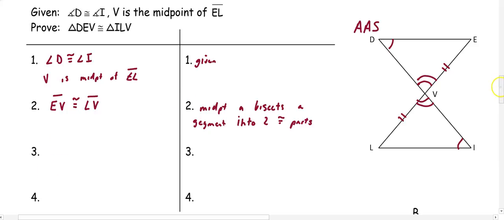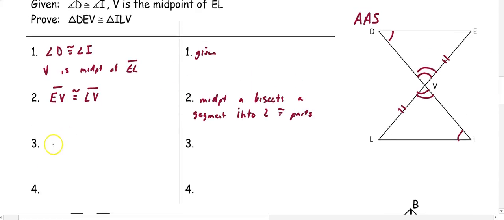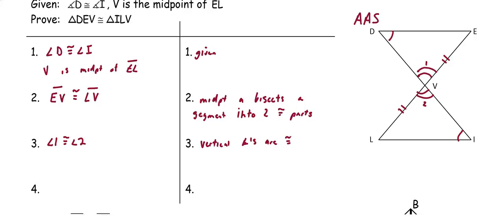Step 3, remember, bow tie problems always have vertical angles, so that's what we're going to say in step 3. So we can name the angle with 3 letters, or again, we can just call it angle 1 and angle 2. So we can say angle 1 is congruent to angle 2, and our reason here would be vertical angles are congruent. So in this case, I now have 3 pieces of information I know about the triangle. I have angles, a side, and another angle. So now I can, in my last step, use that proof statement.